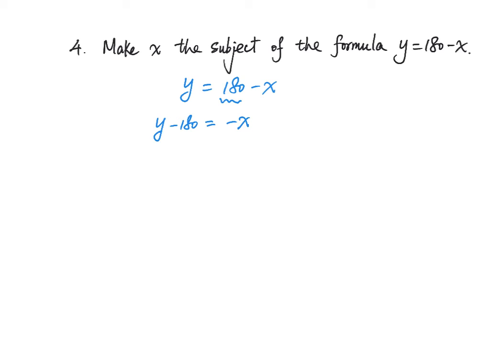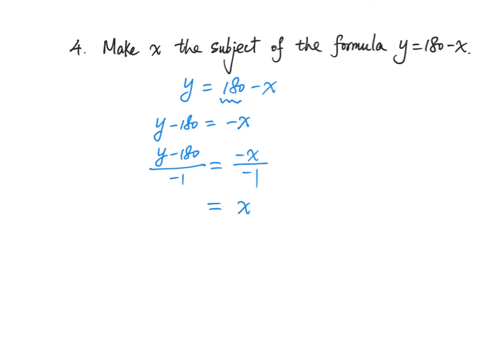We want x to be the subject, so we also need to move negative 1 to the other side. On the right hand side, the relationship between negative 1 and x is multiplication, negative 1 times x. So if we move negative 1 to the other side, then you need to divide it. Okay, so y minus 180 divided by -1, negative x divided by -1. So on the right hand side, negative can be cancelled, so x is left.